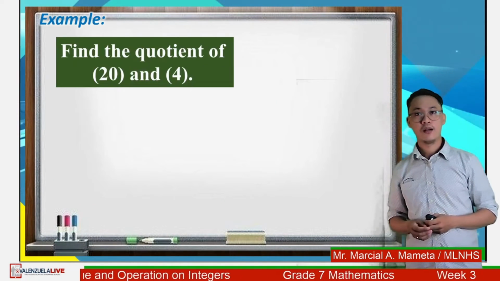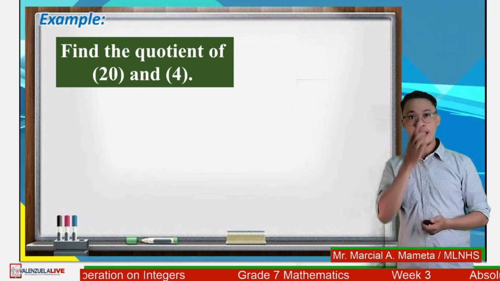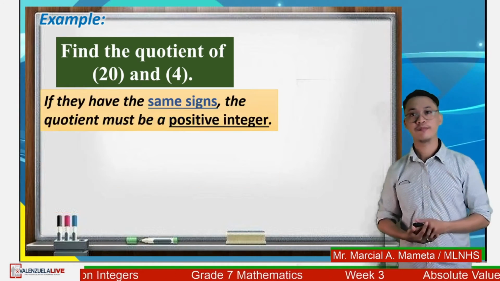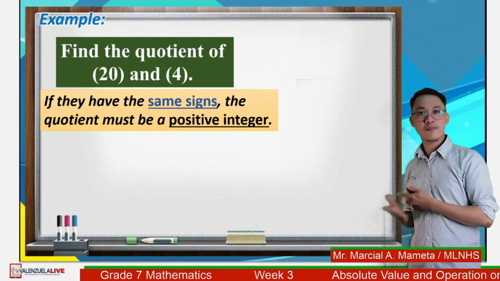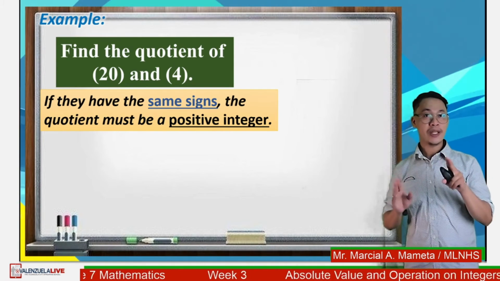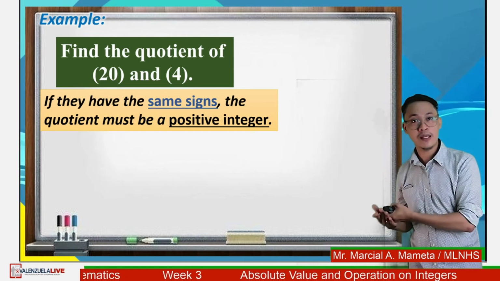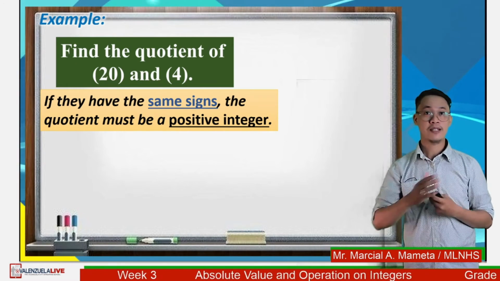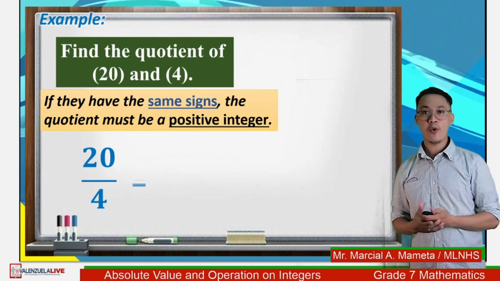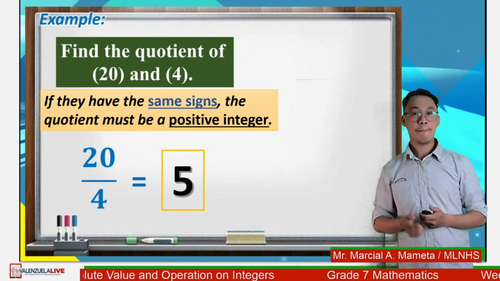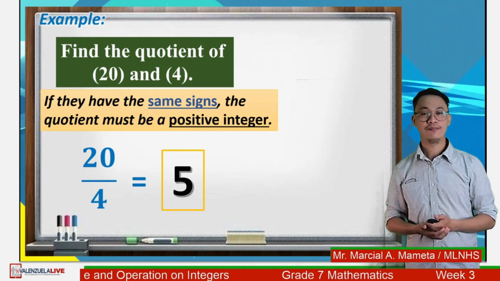Example, find the quotient of 20 and 4. If they have the same sign, the quotient must be positive. Now, based upon our given, we have positive 20 and positive 4, same signs. So therefore, 20 divided by 4 is equal to positive 5.